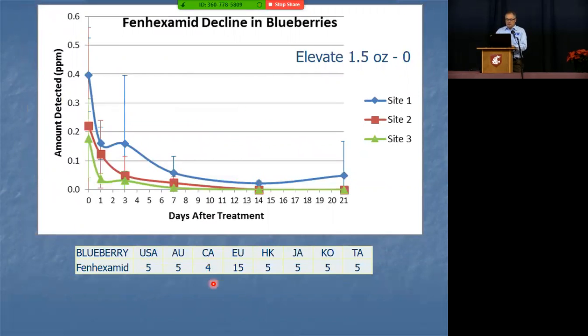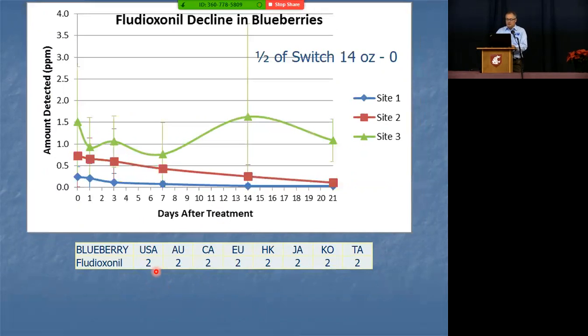Here's Fenhexamid or Elevate. We're at 5 for the US. We're not even close to 5. And Canada is 4. So this shows us that we can use Elevate and have confidence to ship to these trading partners. Fludioxonil, 1/2 of Switch. The US is 2. Nothing is below 2, but of course, that's not a problem because everyone else is at 2.